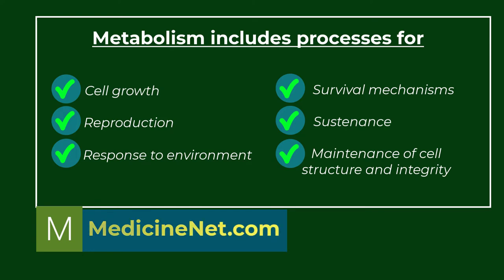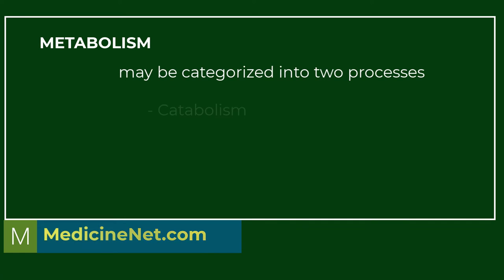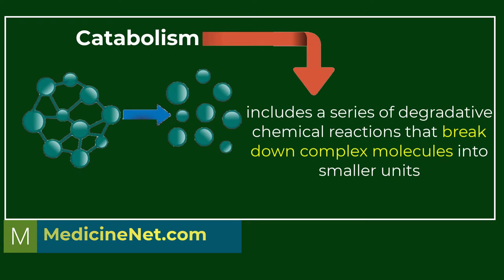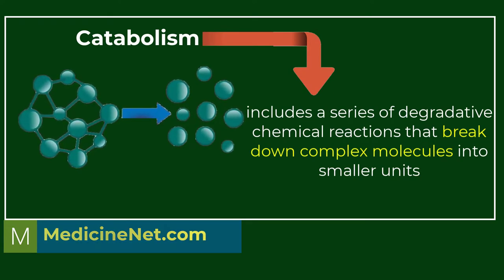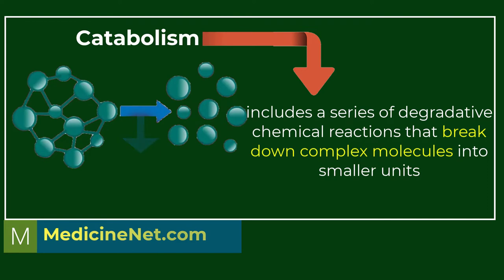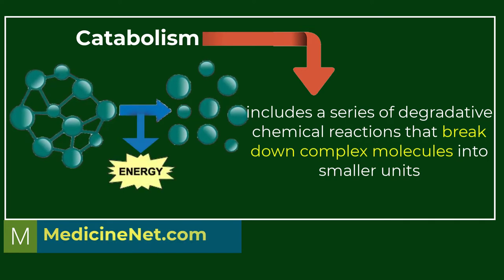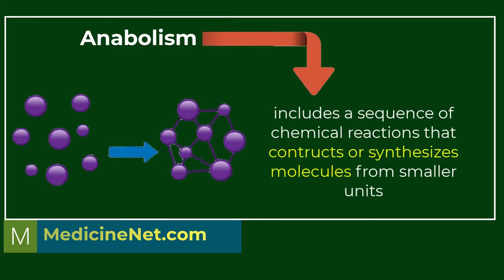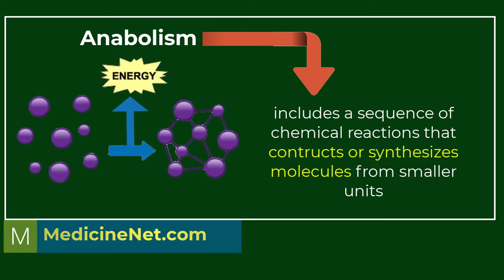These chemical reactions utilize various enzymes. The medicinet.com definition continues: metabolism may be categorized into two processes, catabolism and anabolism. Catabolism includes a series of degradative chemical reactions that break down complex molecules into smaller units, usually releasing energy in the process. Anabolism includes a sequence of chemical reactions that constructs or synthesizes molecules from smaller units, usually requiring input of energy, ATP, in the process.